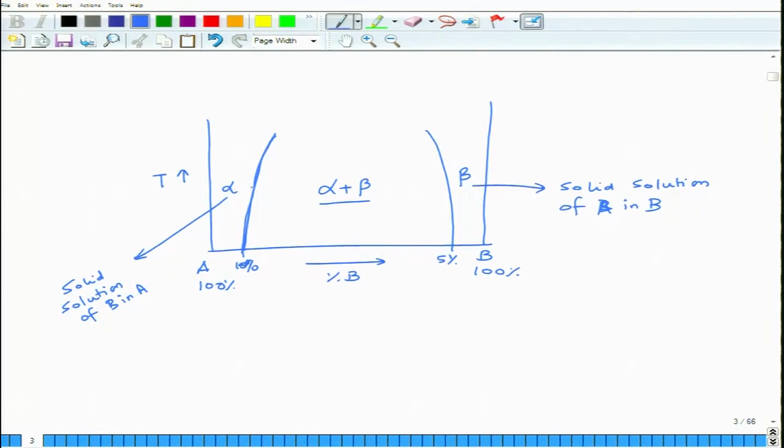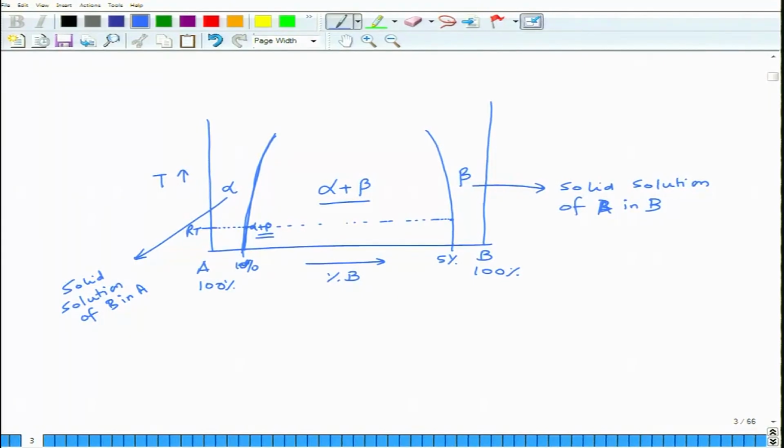If you add any more B to A, up to this point at a fixed temperature, let us say room temperature, it will remain in the structure of A. Beyond this point it will form beta phase. As soon as you cross this point, it will start converting into alpha plus beta, and this alpha plus beta will continue to remain in existence until you reach this point. The proportion of alpha and beta will change, which will be determined by the lever rule.